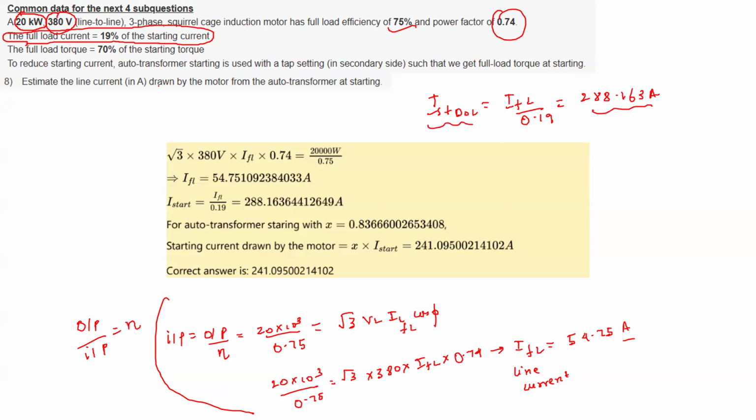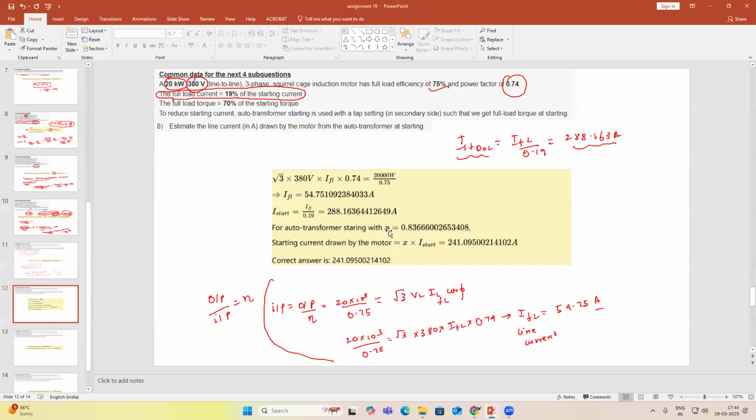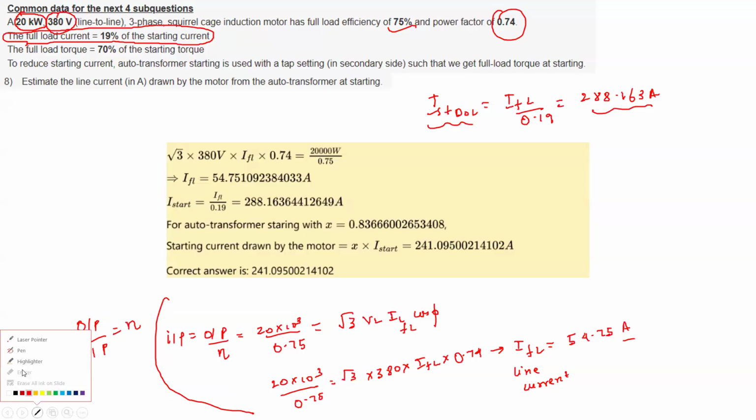Now they're saying estimate the line current drawn by the motor from the auto transformer at starting. So let us go to the auto transformer method and see the relation between the starting current of the auto transformer and the starting current of DOL. From all this, we first found the full load line current, and in the question the ratio of full load line current to starting current was given. So from that ratio, we used the full load line current to get the starting current, and it is the starting current DOL, because no method is used in these relations. So this is starting current direct online.